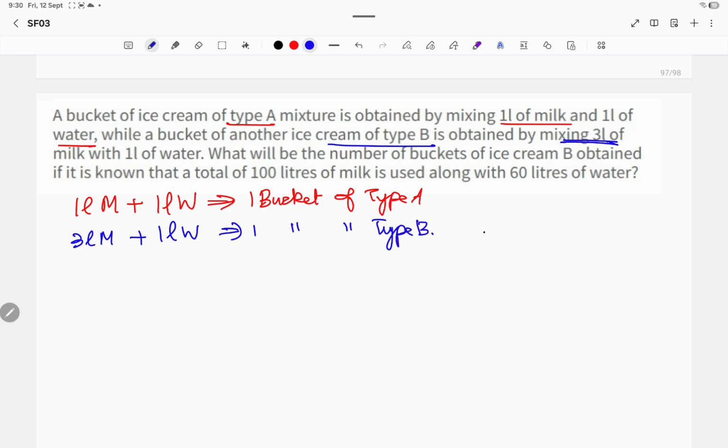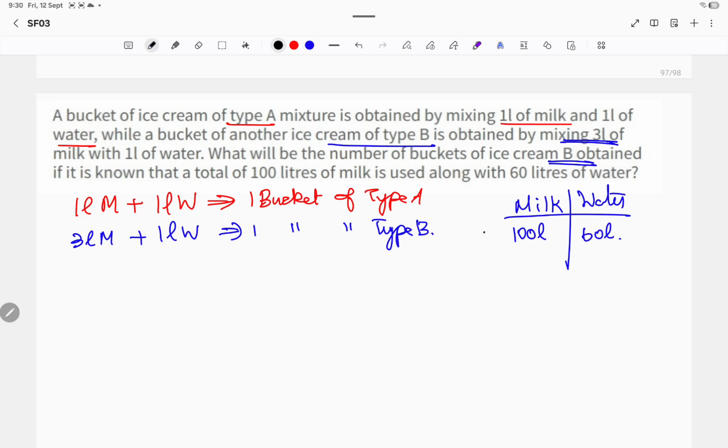Now, what will be the number of buckets of ice cream B obtained if it is known that a total of 100 liters of milk, so how much milk is used and how much water is used? Milk is 100 liters and water is 60 liters.